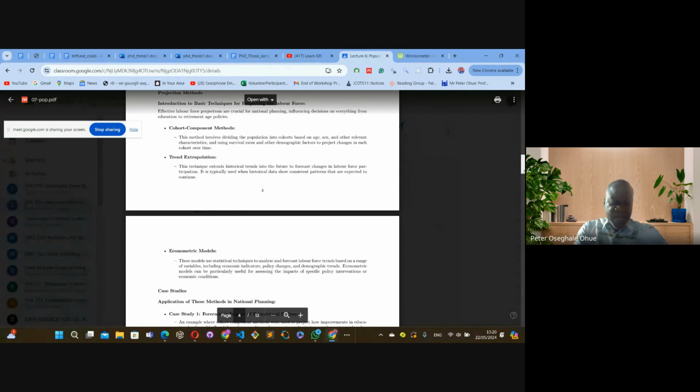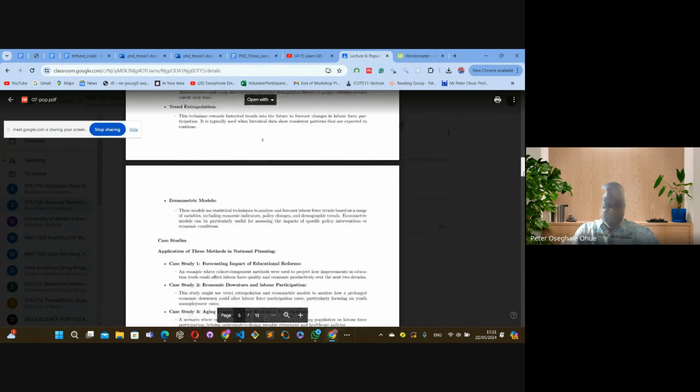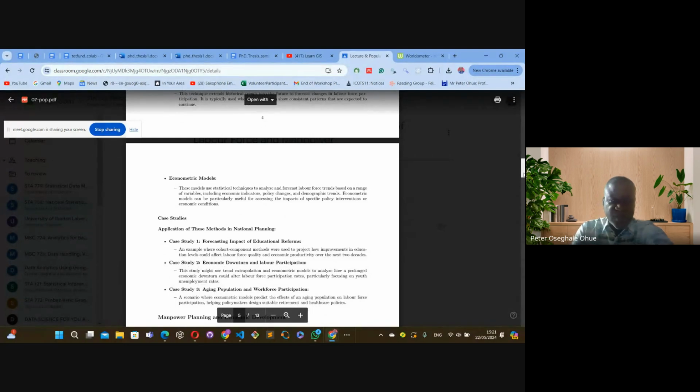holds. Then there's the mathematical method, the econometric method. So it's a statistical technique to analyze and forecast labor force trends based on a range of variables. I think everybody here must have done econometrics before. So you look at economic indicators and then you use that to make your predictions. And it's useful for policy intervention in economic conditions.